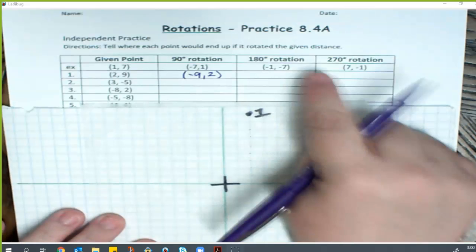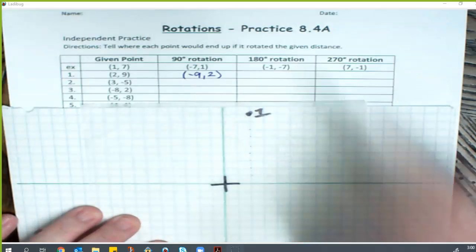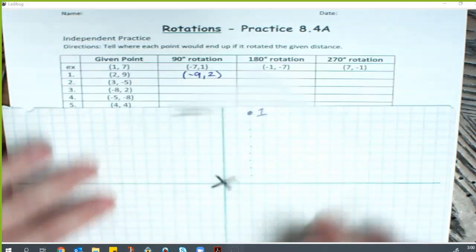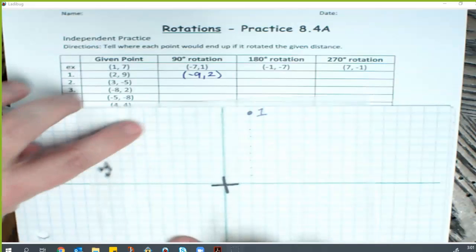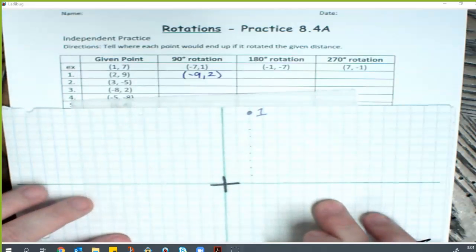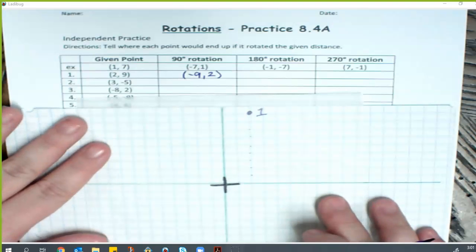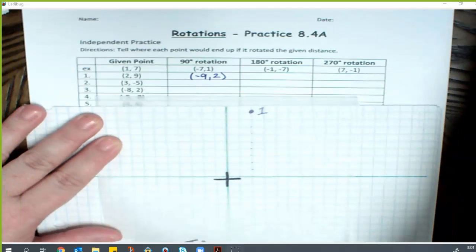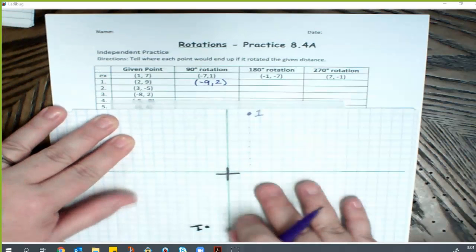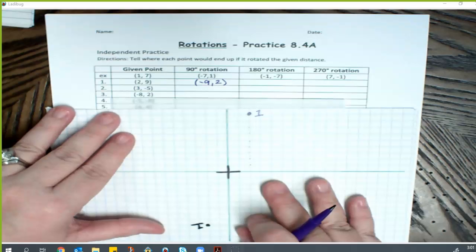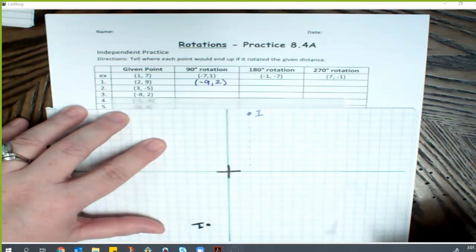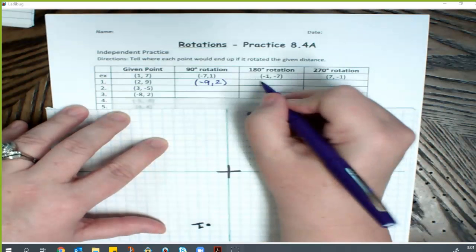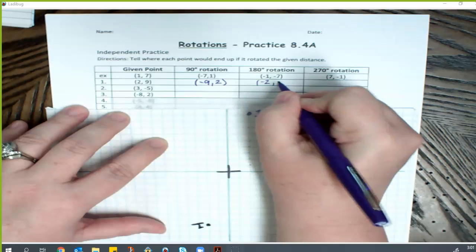Next, I need to do a 180-degree rotation. How many turns is that going to be? 2. So let's rotate it twice. Once. Twice. Line up your origin. Oops, I've got to zoom out. Y'all can't see mine. There we go. So what is that ordered pair now? Negative 2, negative 9. I said that wrong. Negative 2, negative 9.